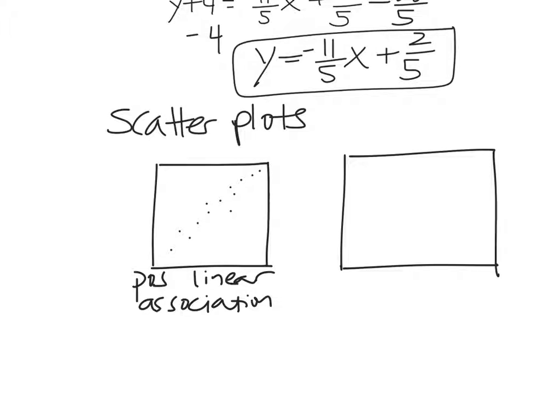You could also have something like this. And those are going in a negative linear association. Negative linear.